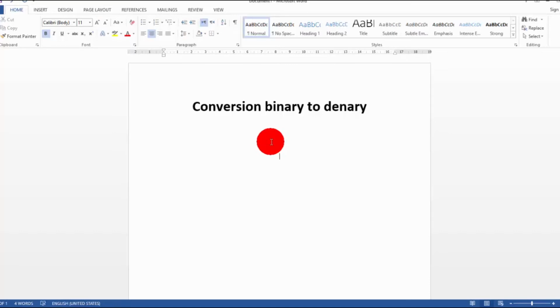First of all, we understand what a binary system is. The binary system consists of two numbers, and we also call it the base 2 number system. Why do we call it the base 2 number system, or how does the 2 come from? In binary numbers we have only two digits, 0 and 1. That's it. With these two digits we call it the binary number system, right?